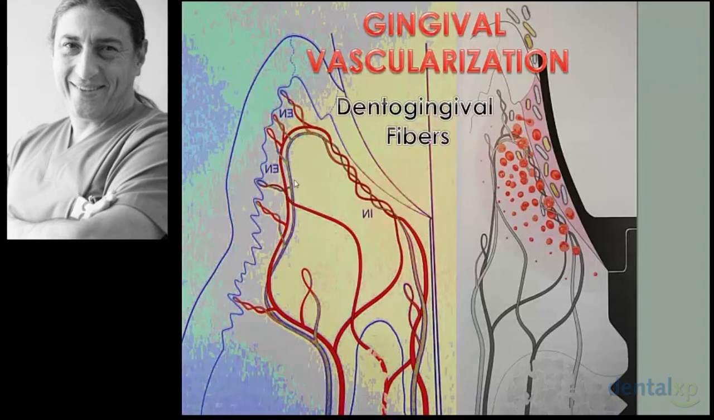Second, we lose dentogingival fibers that maintain the gingiva. And third, the connective tissue surrounding the implants has fewer fibroblasts, so it's more like a scar tissue. So this is a big difference: we transform our gingiva when we extract the tooth.